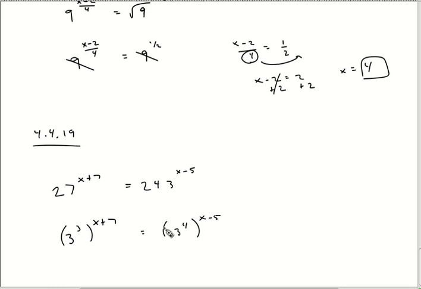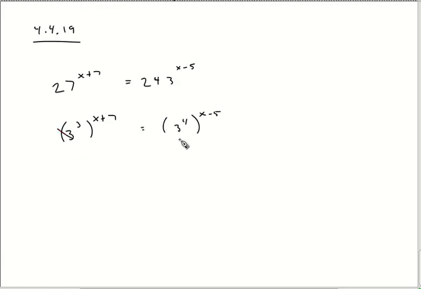Now remember that powers of powers multiply. I am going to cancel these 3 bases out, but it's 3 times x plus 7, and then 4 times the x minus 5. Distribute, so 3x plus 21, and then I got a 4x minus 20, and solve for x. So minus 3x on both sides.